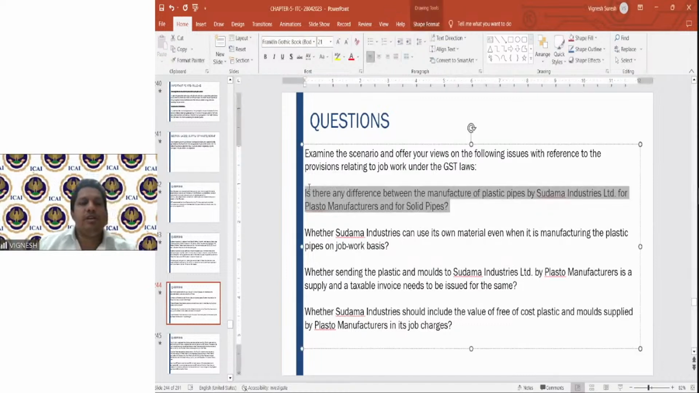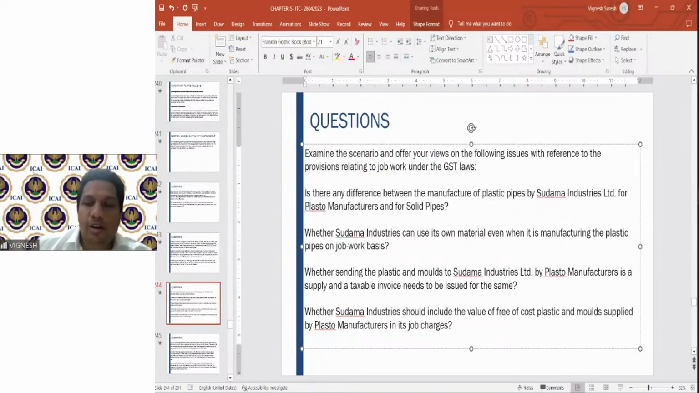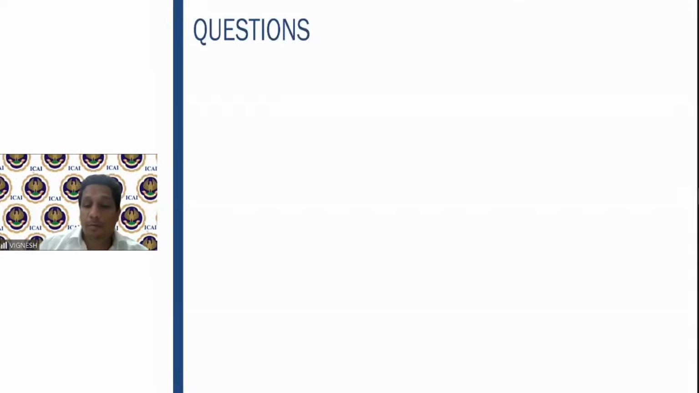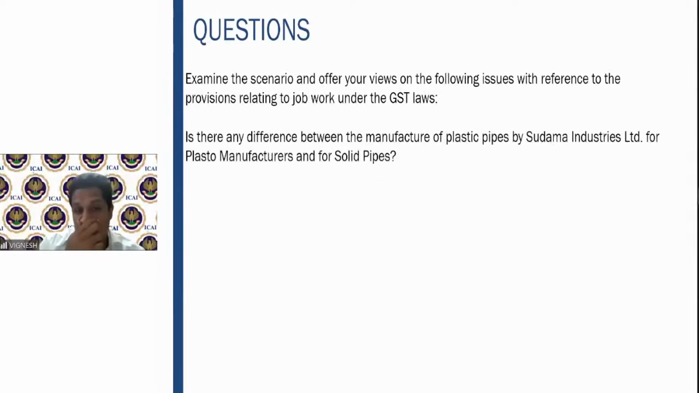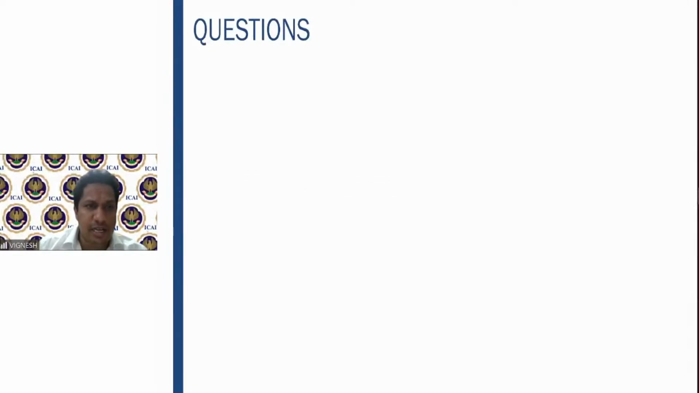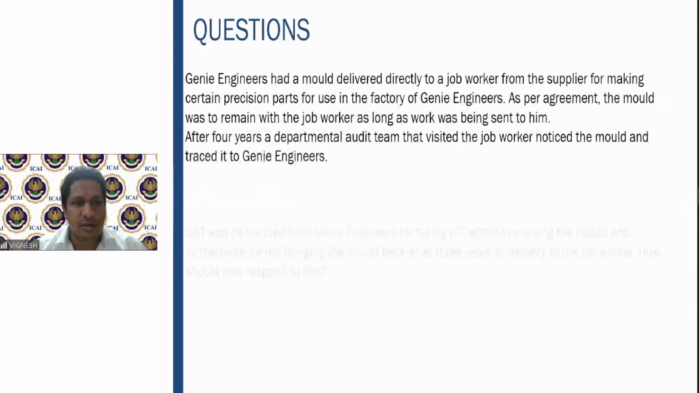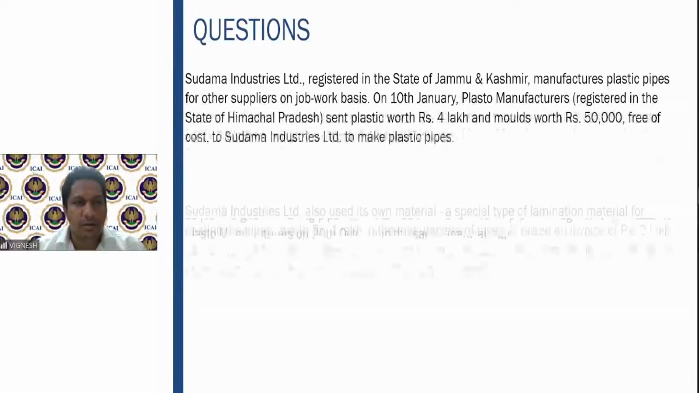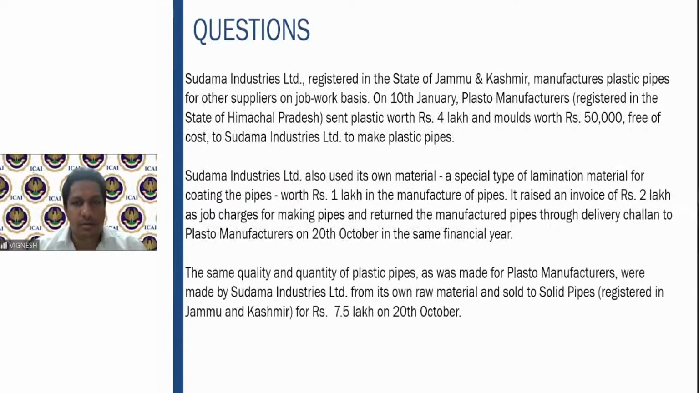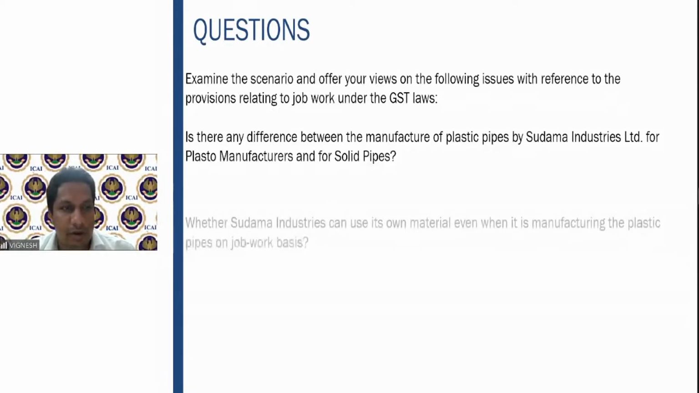So therefore, if you see here, for Plasto manufacturers, he does job work because it is very clearly given that Plasto manufacturers sends the goods. If you see here, Plasto manufacturers have sent plastic and molds worth 50,000. So on this, it has done the job work. So the first case, it is job work.